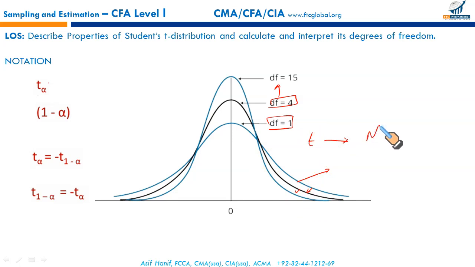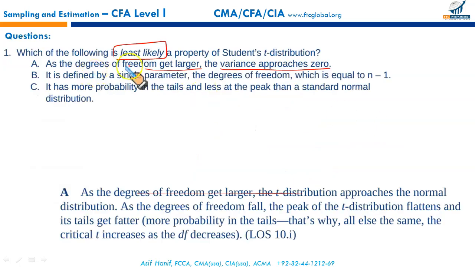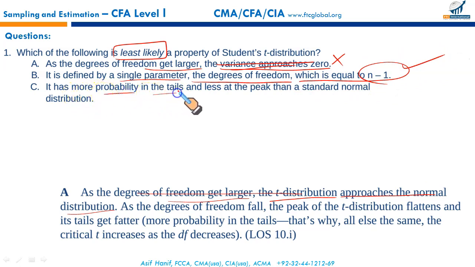That's the right conclusion. So as the degree of freedom gets larger, the variance approaches 0. This is wrong. In fact, as the degree of freedom gets larger, the t distribution approaches the normal distribution. This is basically incorrect. Then it means B and C must be correct. It is defined by a single parameter. Yes, the degree of freedom which is equal to n minus 1. Correct. This is a correct statement. It has more probability in its tails because the tails are fatter and less at the peak than the standard normal distribution. Perfect. This is exactly what we saw a little while ago.